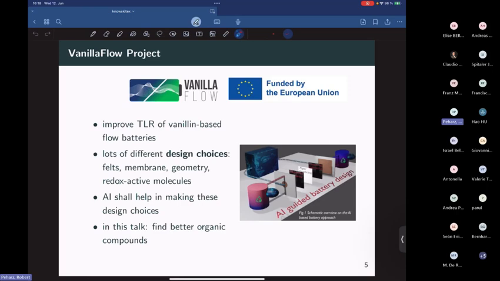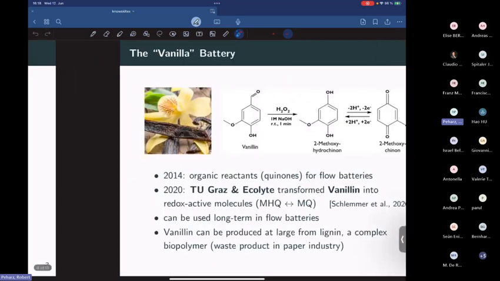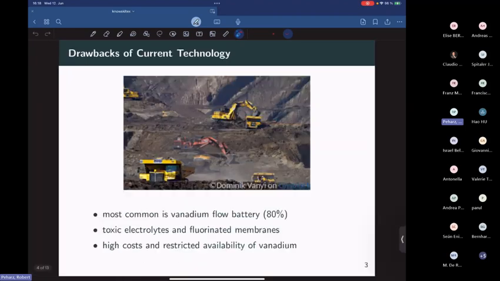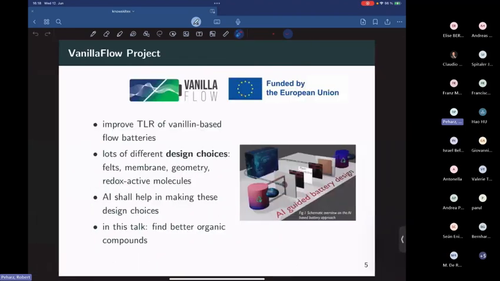And essentially the main thing is that we need to improve our design choices. There are a lot of different parameters in this battery. For example, we have felts, which in German are Filze. This is the porous material connected to the electrode, so that you get a big area where the liquid flows through and meets the electrode. So we need to design a proper felt, a good material for the felt. Also the membrane, which separates the two electrolytes. The whole geometry and layout of the battery is something you can think about. And in particular, these redox active molecules.